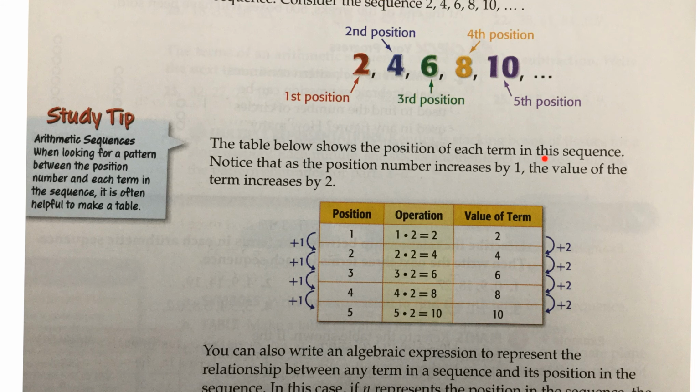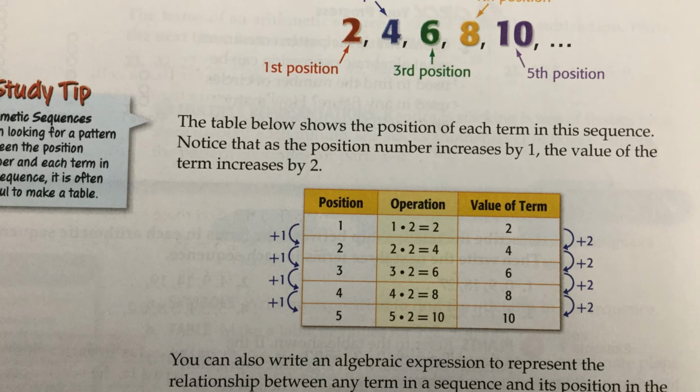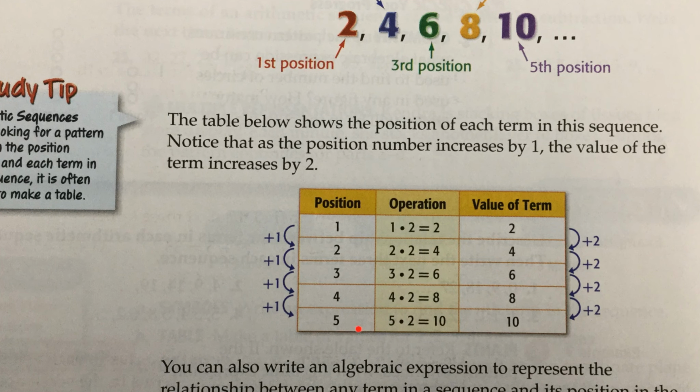Now, the table below shows the position of each term in the sequence. Notice that the position increases by 1, the value of the term increases by 2. Okay, so we kind of talked about this a little bit earlier, right? When we were looking at the 10th position in the sequence, y'all told me you multiplied by 4, right, to get to 40. Then I said, well, in the 100th position, you would multiply 100 by 4. So that's what they're letting us see here, is that in this, we're adding 2 every time, but we could think about it as being multiplied, 2 times 2, 3 times 2, 4 times 2, and 5 times 2.